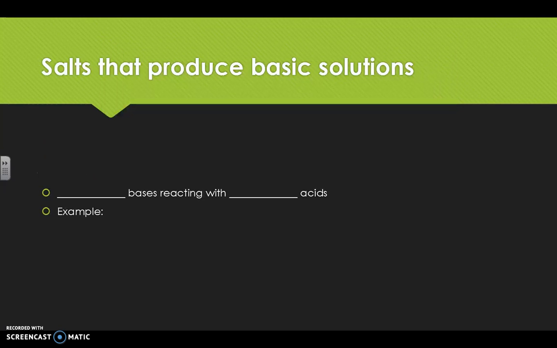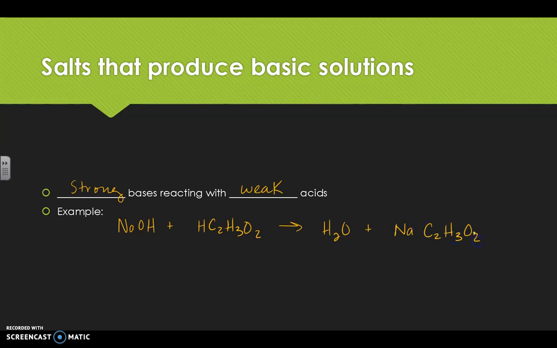Okay, so why do we need to know this? Well, salts that produce basic solutions are usually coming from a strong base that reacts with a weak acid. A strong base that reacts with a weak acid. An example of one of these would be if we had NaOH, or sodium hydroxide, reacting with acetic acid. Those two coming together would form water, and then we would also have our sodium acetate.